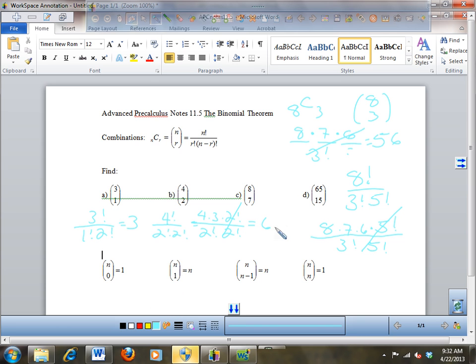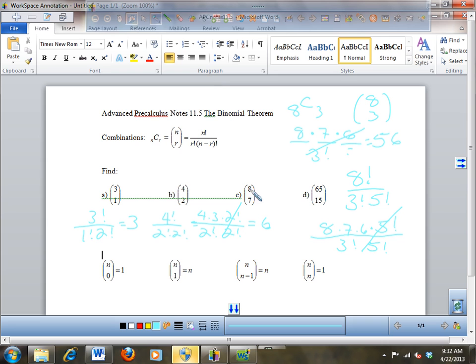All right, questions so far about that? Yes, sir. Where'd you get that? This one is r factorial. This is r, and this one is n minus r factorial. Okay. So this one would probably be hard to do on your calculator because there's a whole lot of combinations.